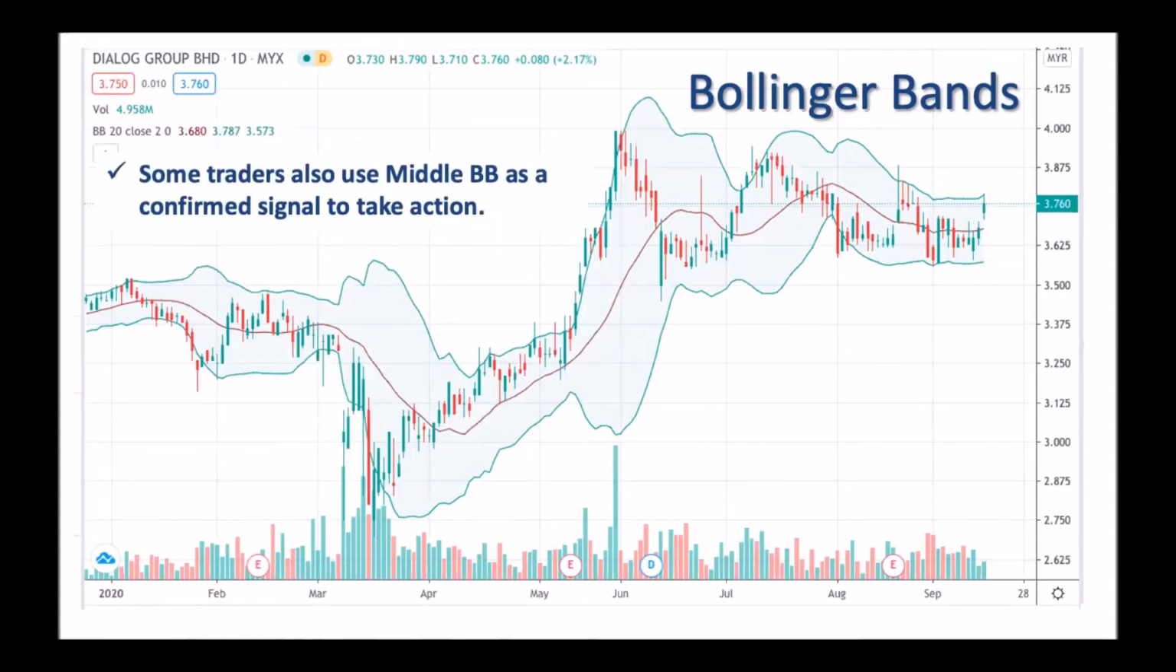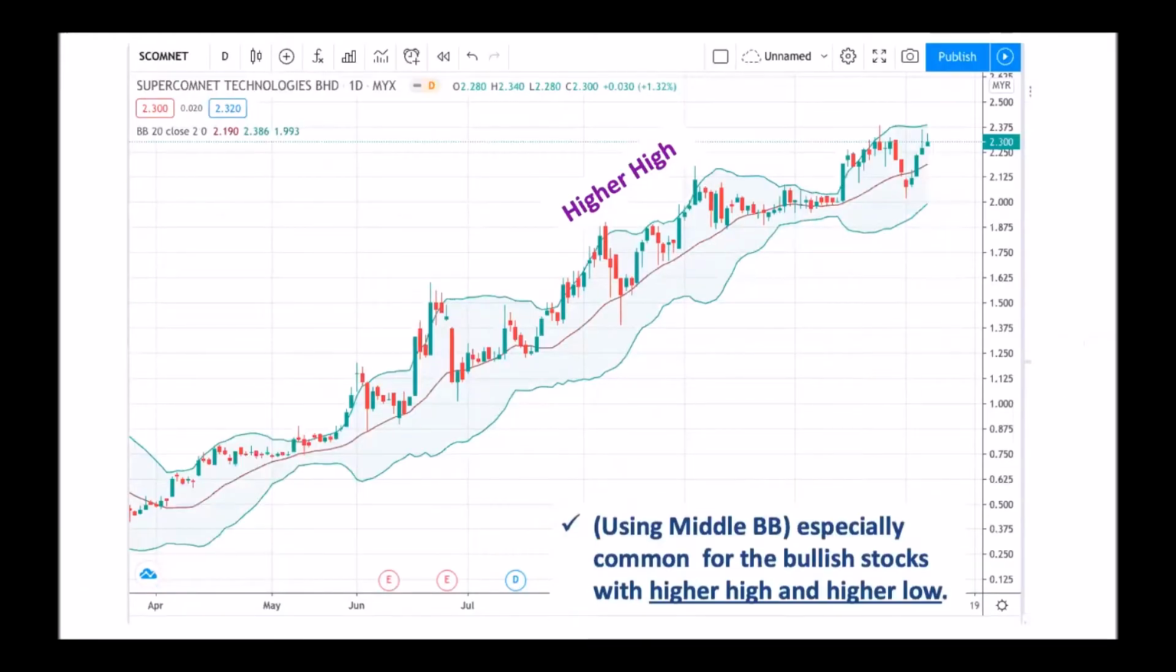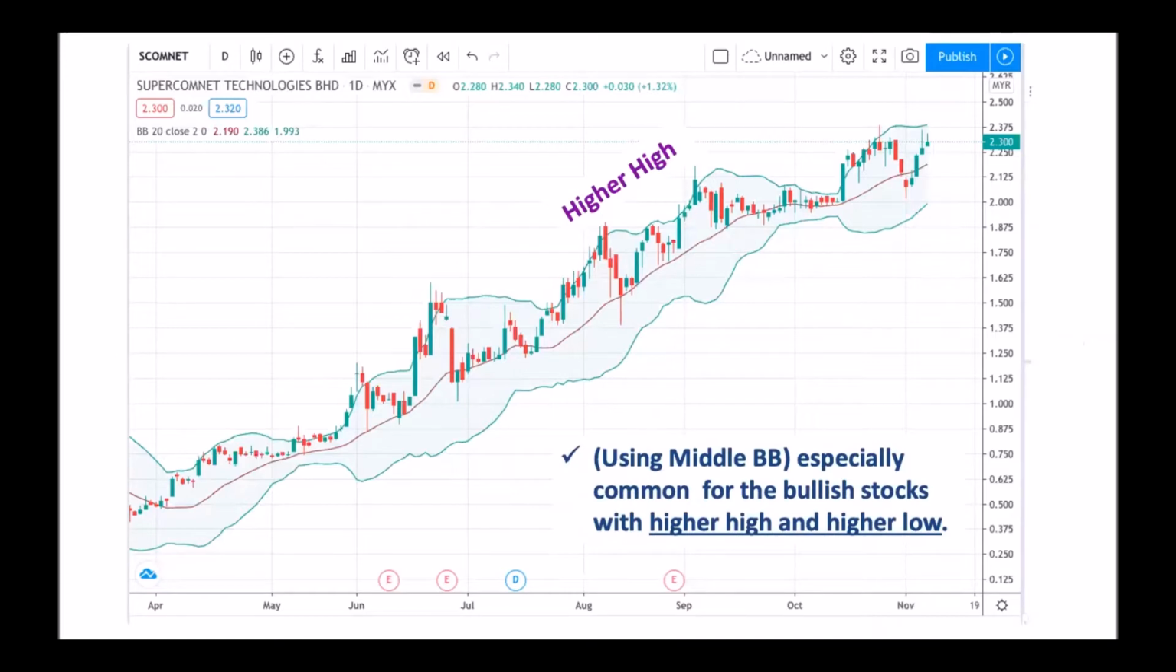Now, some traders also use the middle line instead of the top and bottom lines as a more confirmed signal to take action. This single line that I show with the arrow. Using the middle BB is especially common for a bullish stock with higher highs and higher lows. Now this chart has higher highs, meaning the next high is usually higher than the previous high. So you can see the stock is moving up.